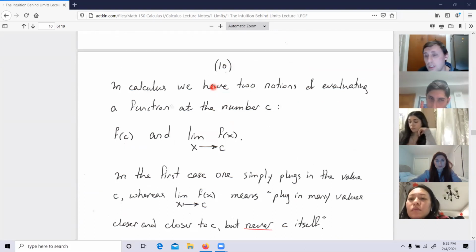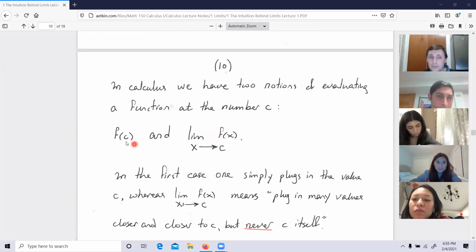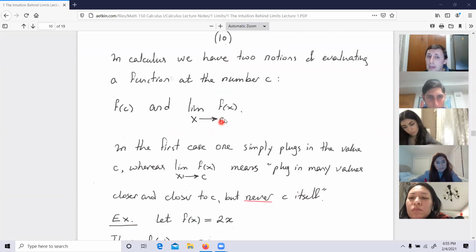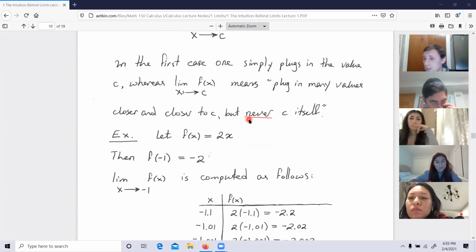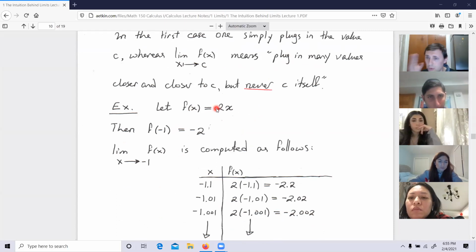So you have the operation of evaluating a function at a constant c and taking the limit as x goes to c, okay? And the first means something very obvious. You just plug in the number into the function and you get another number. This now is not plugging one number, c, but plugging numbers that are ever closer to c. So it's plugging multiple numbers that are ever better imitations of c. They are fake copies of c. Okay, let's try to see that by an example. What are you doing when you calculate a limit and what are you doing when you calculate the function?